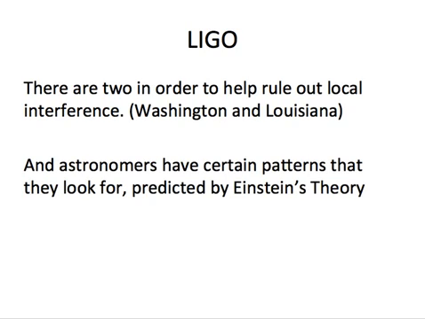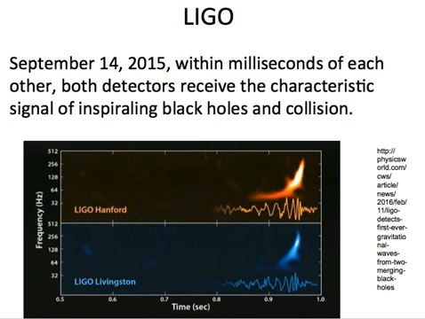Another thing is that astronomers have certain patterns that they look for that are predicted by Einstein's theory. So they know to look for a specific type of data that they would get. And on September 14th, 2015, within milliseconds of each other, both detectors received exactly what they were looking for. And you can see that in the wave pattern on the right.